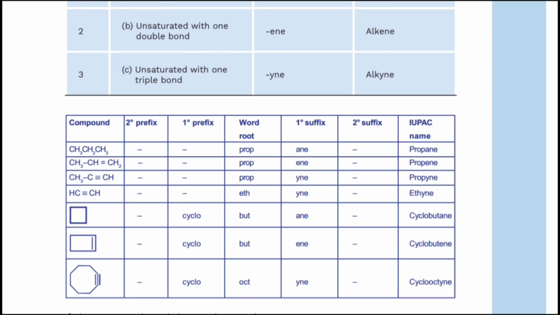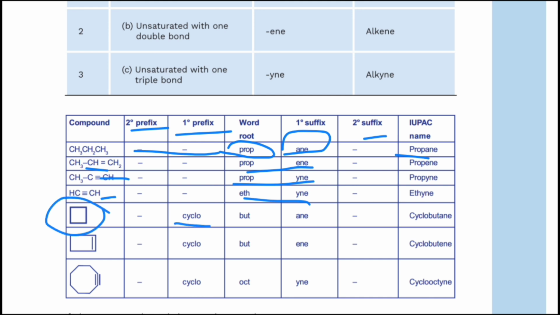See here, compounds are given. You can see this is prop, the word root, and ane is its primary suffix, with no secondary suffix and no prefixes. This is only propane. And here we have propene, here propyne, and here ethyne. Here we have a cyclic compound: the primary prefix is cyclo, and the word root is but, because it is a 4-cornered compound.